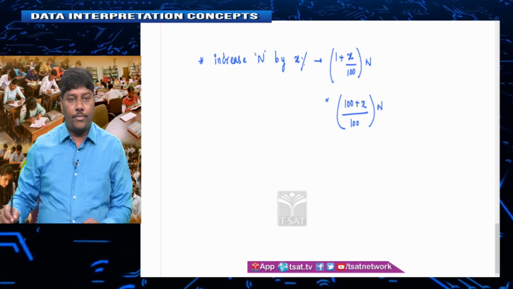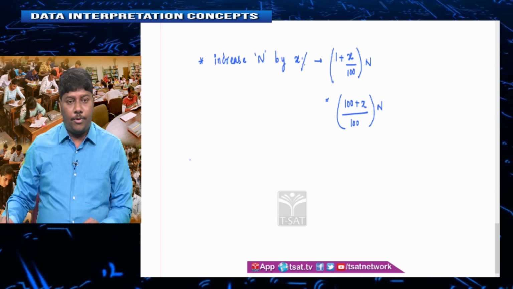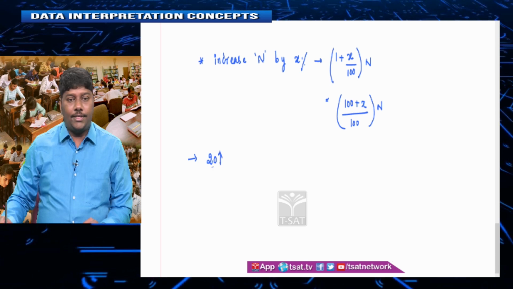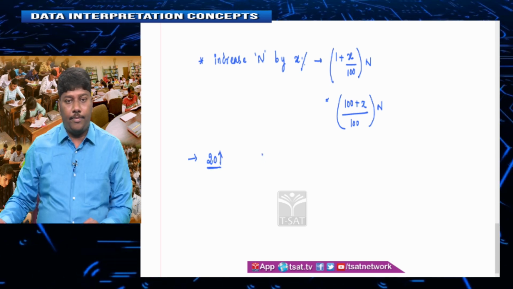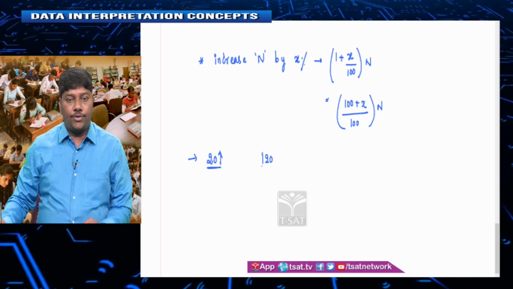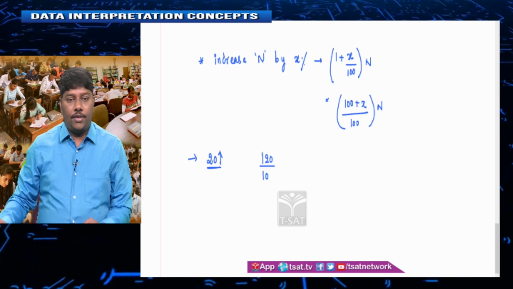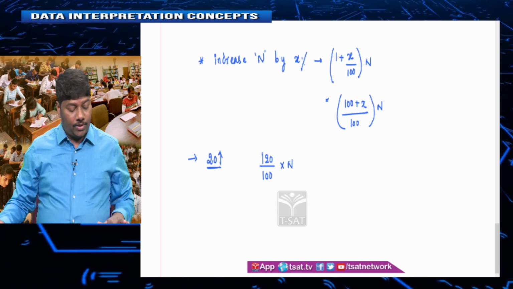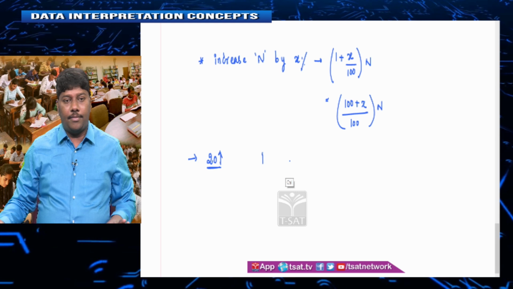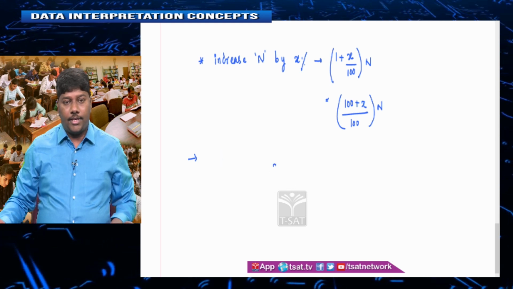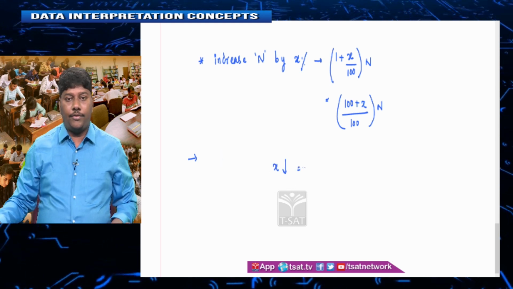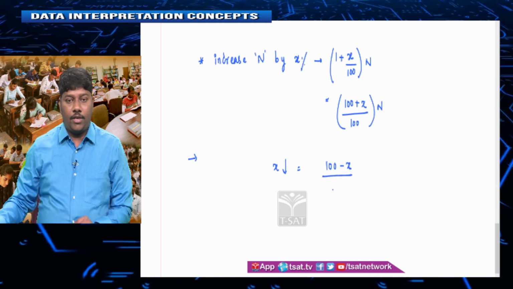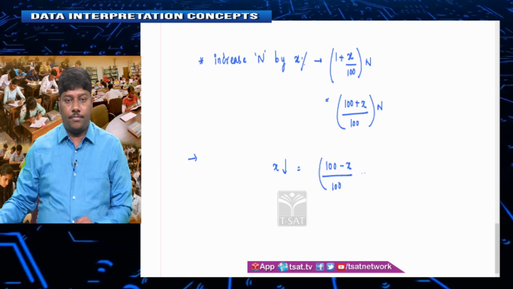If you want it in more detail or a shorter way, you can go for the basics of percentages, which is explained. Now, suppose I want to increase any data by 20%, you multiply that number by 120 by 100. Same is the case with decrease. If you want to decrease the number by X percent, all you have to do is 100 minus X by 100 into that particular number.